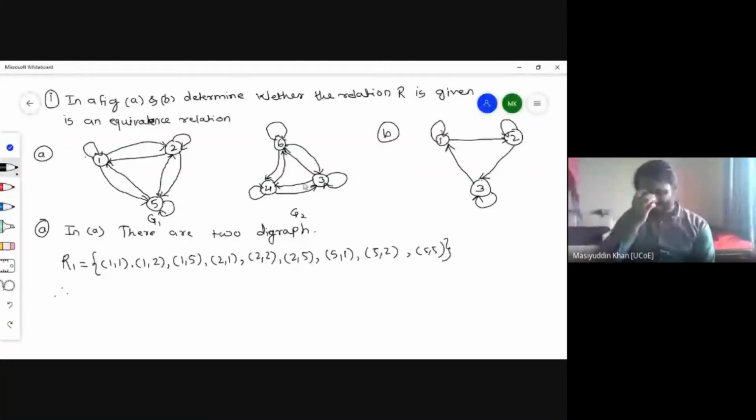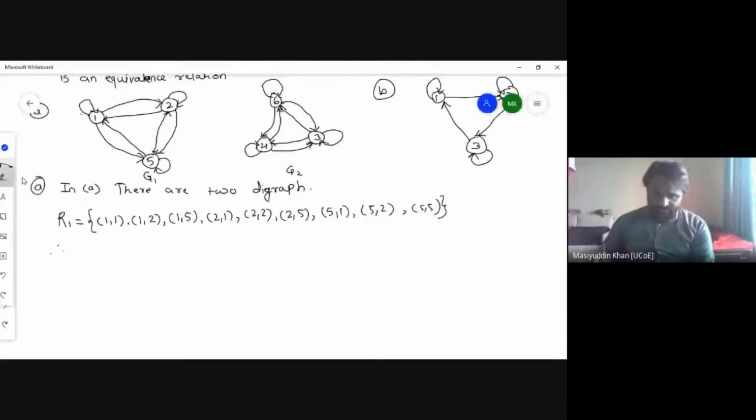Similarly, in G2, the same concept is given, a similar kind of structure. So how do we write the solutions, and what are the rules? You have to define them one by one. The first one is reflexive, so you have to define it as a reflexive pair.